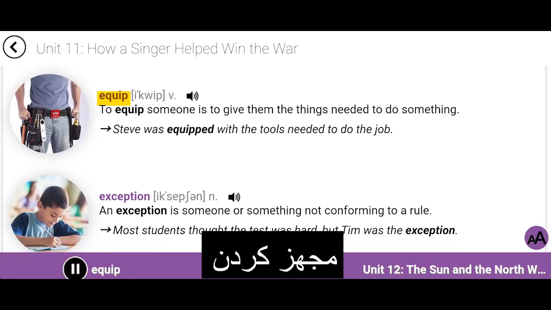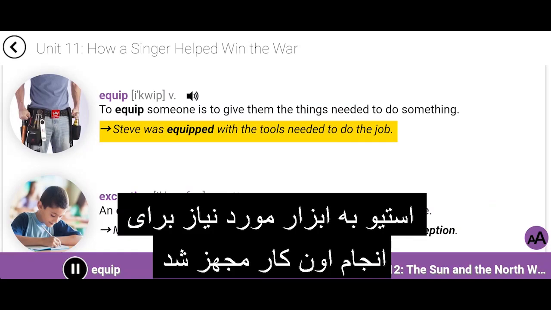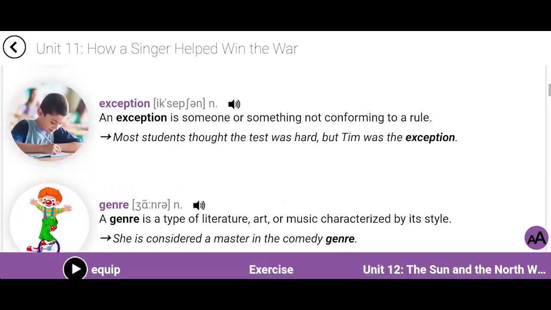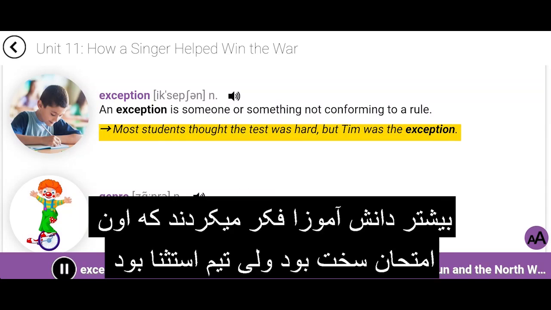Equip. To equip someone is to give them the things needed to do something. Steve was equipped with the tools needed to do the job. Exception. An exception is someone or something not conforming to a rule. Most students thought the test was hard, but Tim was the exception.